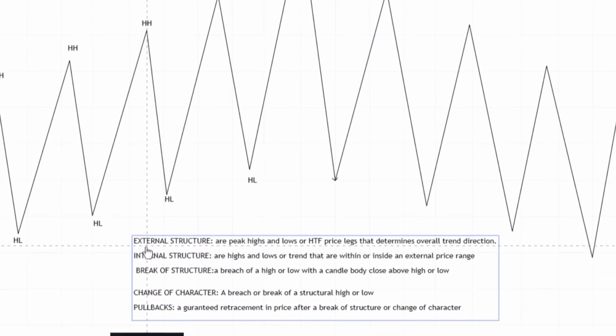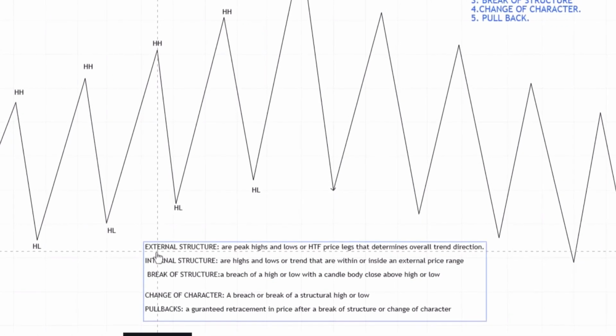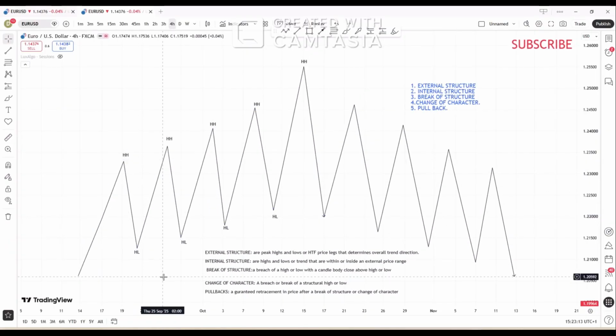External structure are peak highs and lows or higher time frame price leg that determine overall trend direction. So it's self-explanatory. It is the high and the low in the higher time frame. If you spot a peak high or a peak low on higher time frame, those are your structure, your external structure. Higher time frame highs and lows.